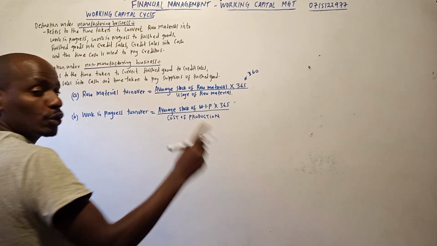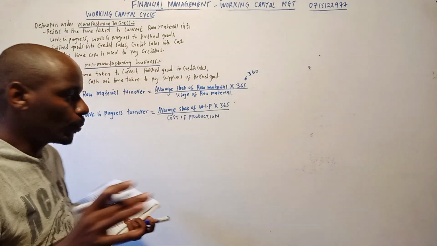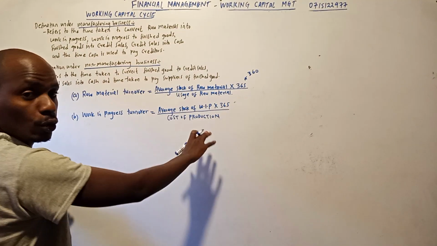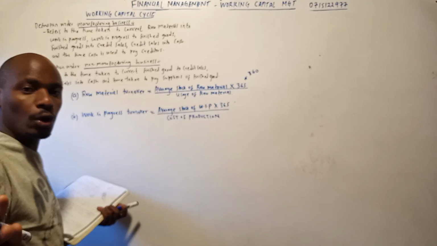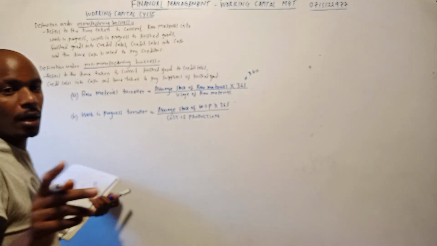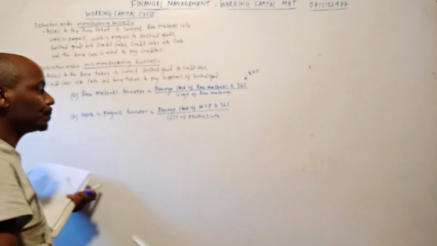So if cost of production is not there, use cost of sales. In case the question does not have cost of production, use cost of sales. But if both are there, use cost of production. So if I give you a question with both cost of production and cost of sales, use cost of production. But if cost of production is not there and cost of sales is there, use cost of sales.